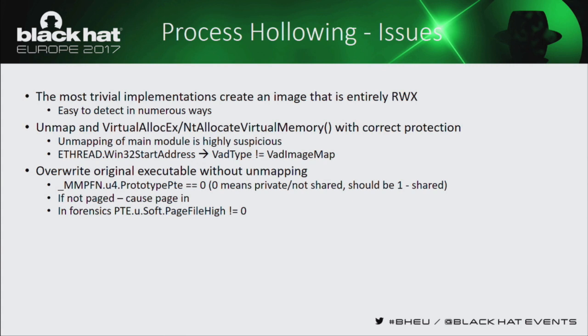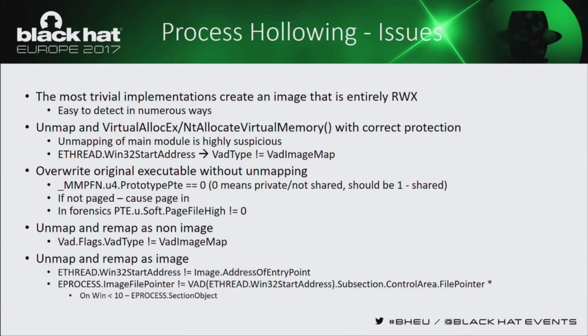Now, once a process tries to write to that page, the page will be turned into a private copy just for that process because it's no longer shared, and this change will be reflected in the PFN database. And so the flag that specifies private or shared will turn from 1 to 0, which means private, and this again we can detect. The attacker can get more creative and try to unmap and remap the image, but again, if it's not an executable, then the virtual address descriptor is not going to match.